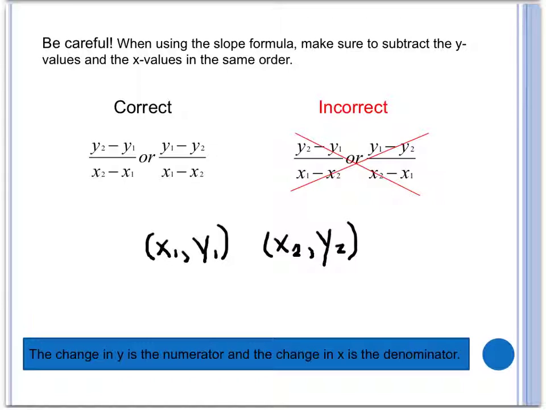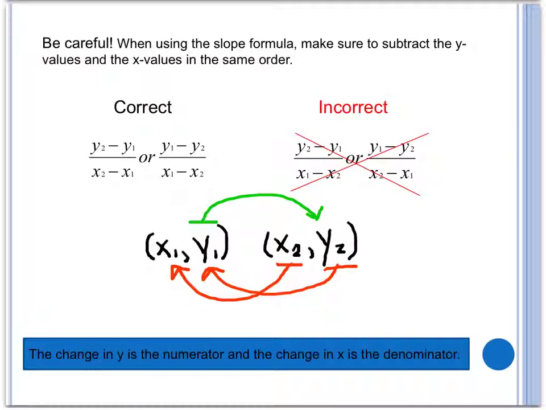Now be careful. When using the slope formula, we need to make sure to subtract the x values and the y values in the same order. So if you begin by subtracting y sub 2 minus y sub 1, that must be divided by x sub 2 minus x sub 1. You could also start with y sub 1 minus y sub 2, but that must be divided by x sub 1 minus x sub 2. Another thing to keep in mind is that the change in y is the numerator and the change in x is the denominator.